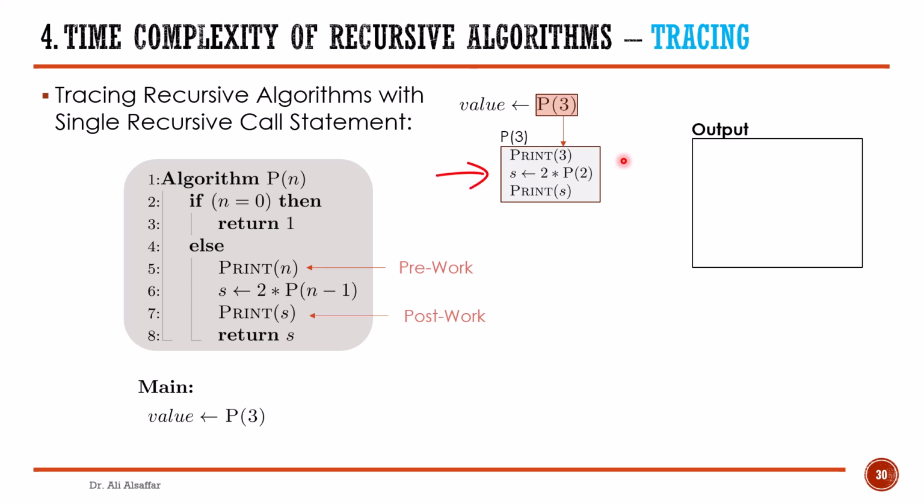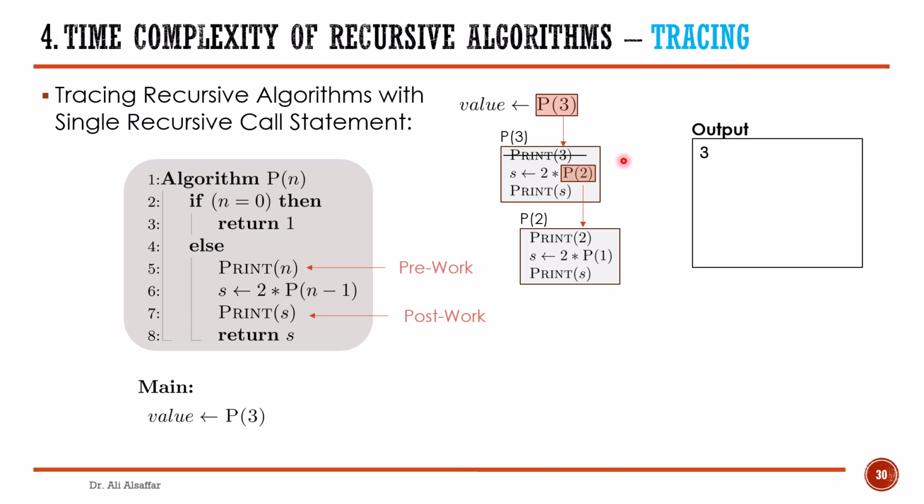In the else statements, first the value of n, which is equal to 3, is printed on the screen, followed by calling the algorithm recursively by P(2) with a parameter equal to 2. All operations in P(3) starting from the multiplication operation until the end of the algorithm are suspended. They will be executed after returning back from the recursive call.